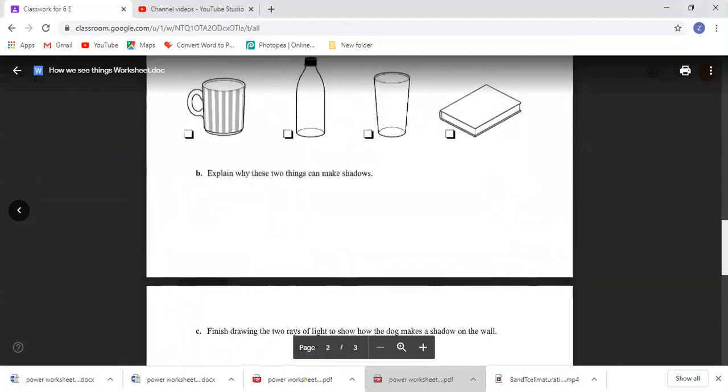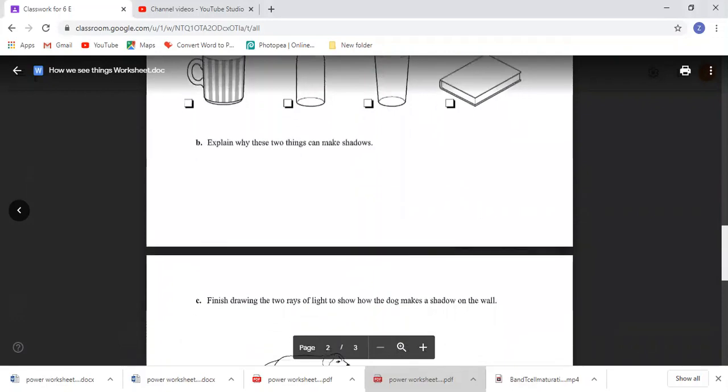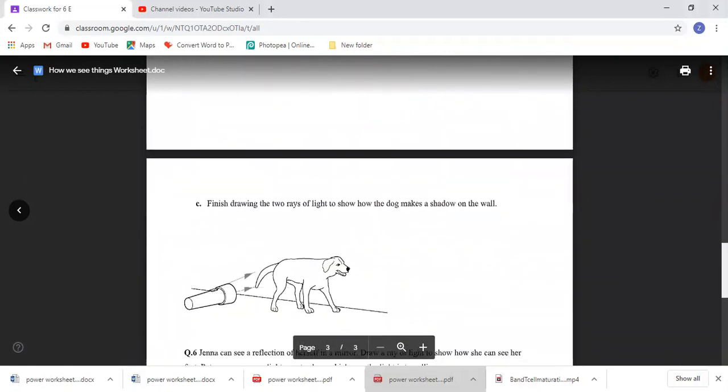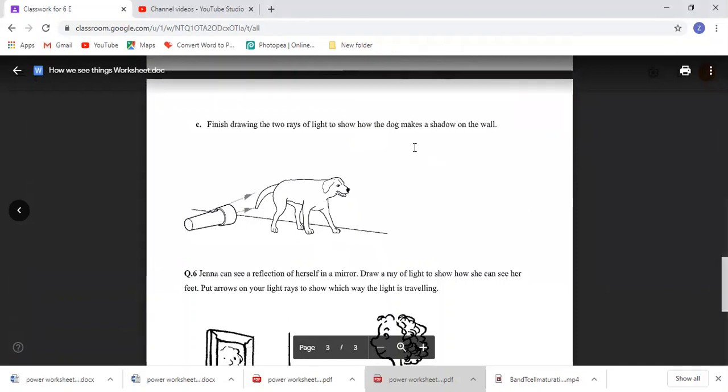Explain why these two things make shadows. So these two things make shadows because they're opaque in nature, and opaque objects do not let the light pass through them.